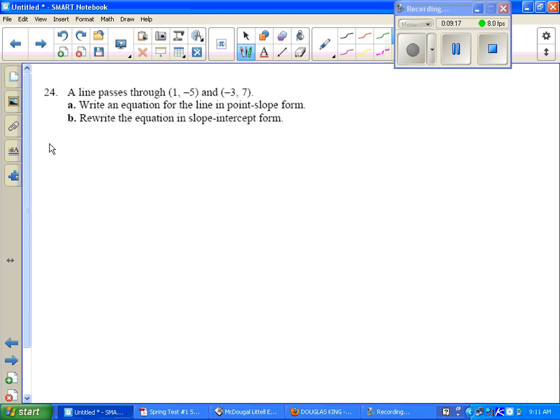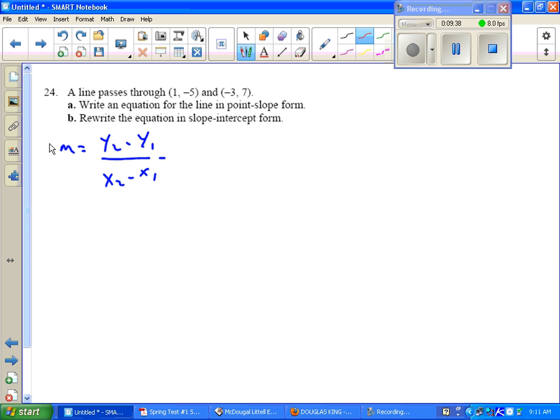Number 24 says a line passes through (1, -5) and (-3, 7). Write an equation for the line in point slope form. So you have a point, you need to find the slope. So again, your slope formula is the change of y over the change of x, so y sub 2 minus y sub 1 over x sub 2 minus x sub 1.